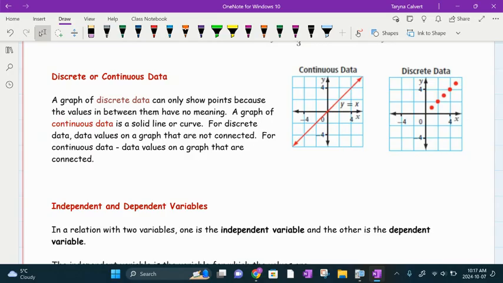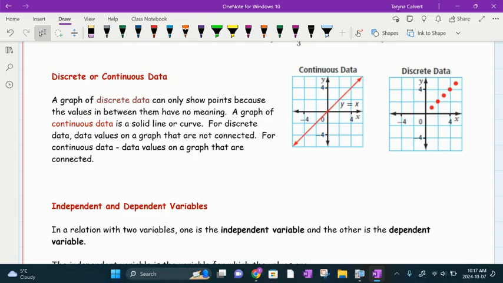So if all the points matter, right? Something like driving a car, where our axes are time versus distance. Can we find the distance of the car at 1.2 hours? Yes. All the points in between the data don't all have to be whole numbers, right? So if all the data points matter, it's continuous.